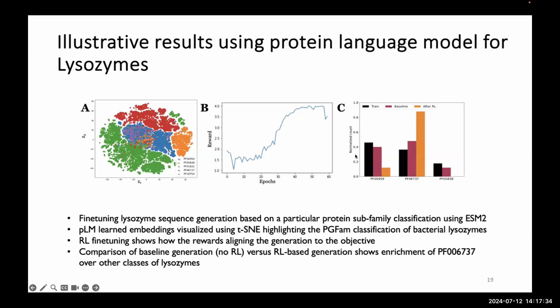So before RL, this is the ratio of the generation for the different families. Before, just the ground truth data is the black bars. The baseline generation from the SFT model is your red bars. And after RL, since we wanted to prioritize this particular family, you have much more generation of that family compared to the others. So it's just an illustration with RL.